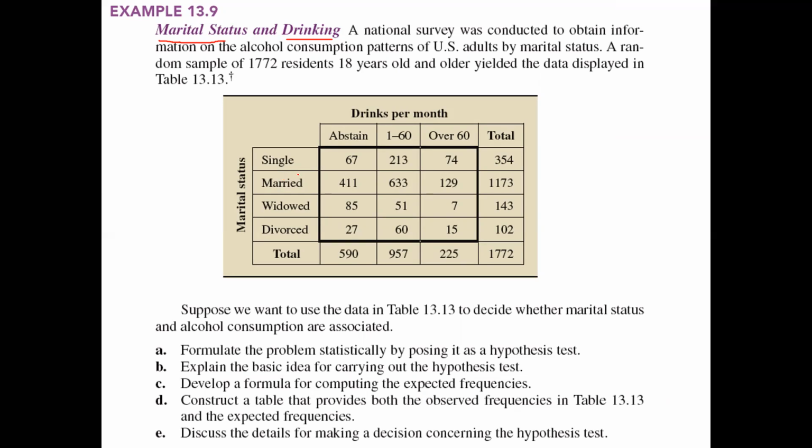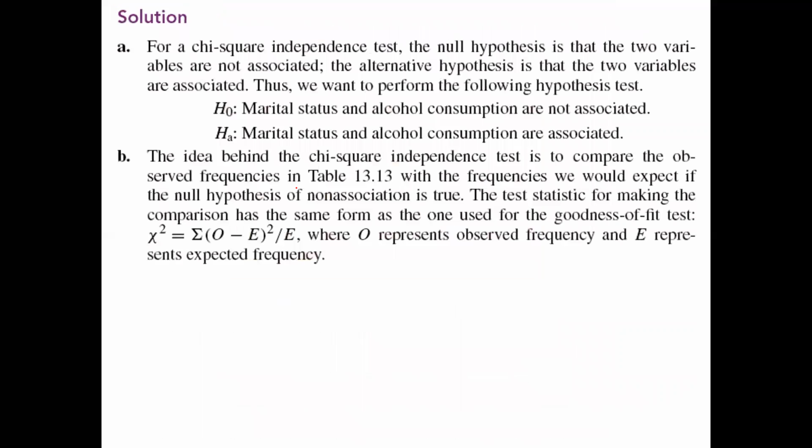So the null hypothesis will be what? The two factors are independent. And the alternate hypothesis is what? Marital status is associated with drinking habit. So this can be done with the help of the chi-square test of independence. The null hypothesis: marital status and the alcohol consumption are not associated. The alternate hypothesis: the marital status and alcohol are associated.